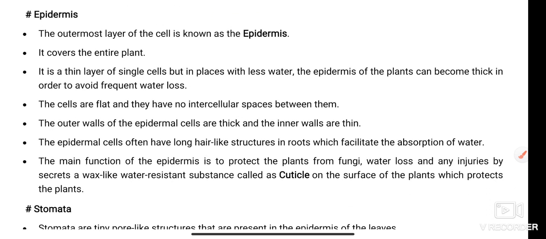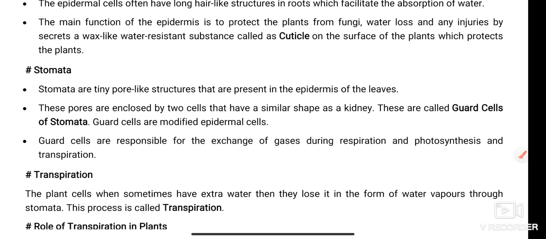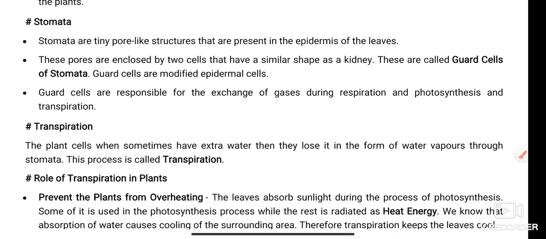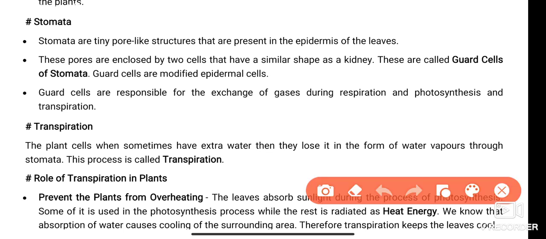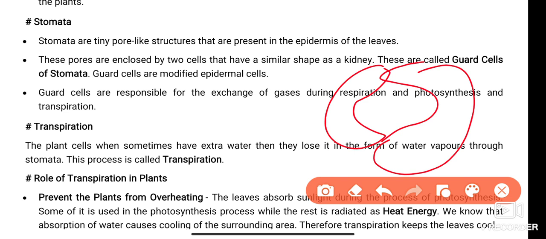I hope students, you got it well. Epidermis tissue. Let us discuss next, stomata. What is a stomata? Stomata are tiny pore-like structures that are present in the epidermis of the leaves. They are mostly present on the bottom surface of the leaf and their percentage is less on the top surface of leaves.